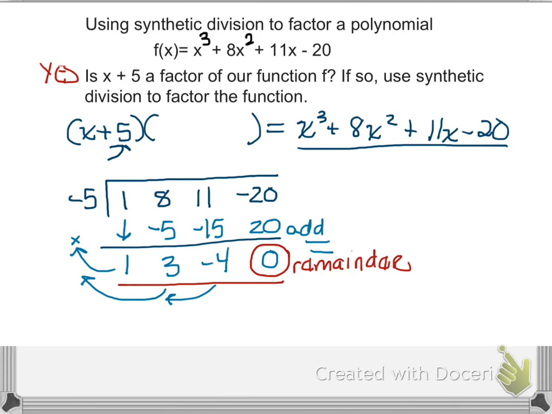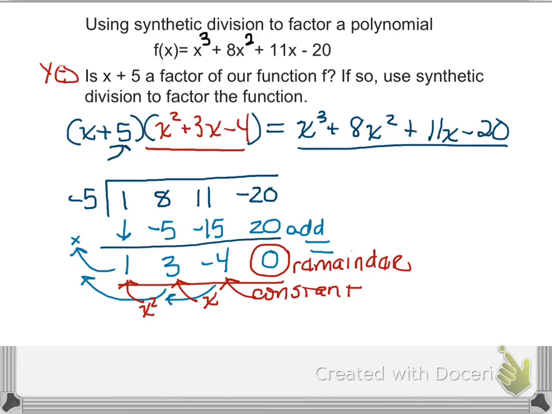Now recall when we write this down, of course 0 is our remainder, and then as we move to the left, we have our constant term, and then moving over, we have our x term, and then our x squared term. So if we write this, we get x squared plus 3x minus 4. So now we have two factors, x plus 5 times x squared plus 3x minus 4. We know that's going to give us our function. Now we're supposed to use synthetic division to factor the function, and in fact we've already done that. So we really just have one more question to ask. We want to know if we have fully factored our function.